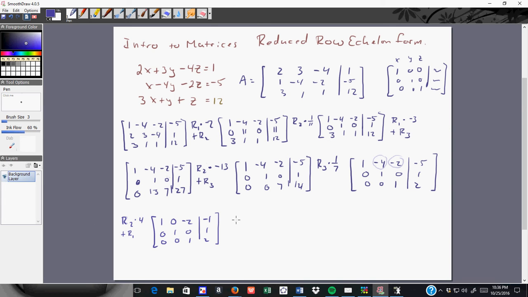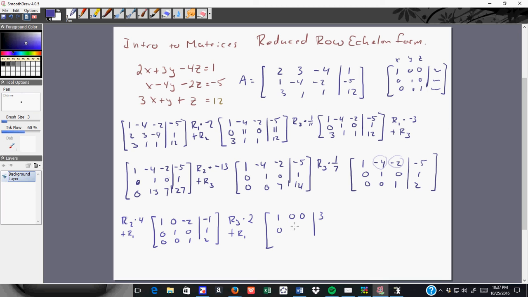I'm going to do this one last time. So this time I'm going to multiply row 3 times 2, and I'm going to add it to row 1. And so this becomes a 1. Row 0 times 2 is 0, plus 1 is 1. 0 times 0 is 0, plus 0 is 0. 1 times 2 is 2, plus a -2 is 0. Now look at this. 2 times 2 is 4, plus -1 is 3.